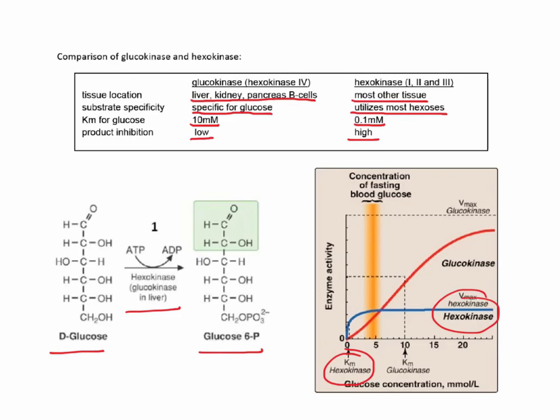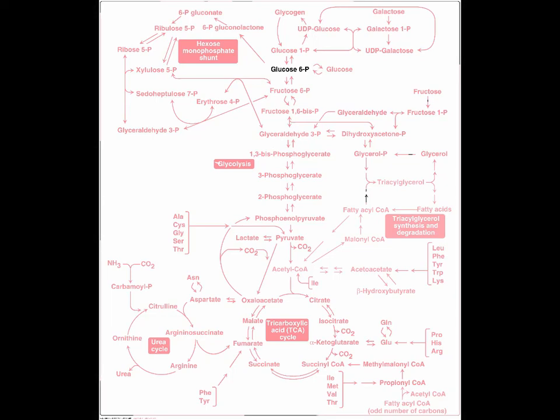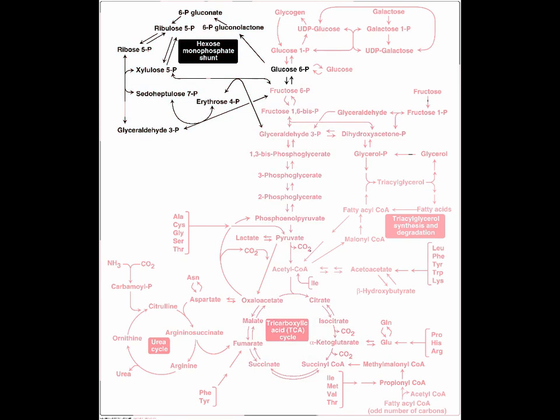Now, glucose 6-phosphate is an important branch point in intermediary metabolism. Let's look at the possible ways in which glucose 6-phosphate can be metabolized. If needed for energy production, glucose 6-phosphate can be metabolized to pyruvate through glycolysis. It can also be converted to 5-carbon pentose phosphates through the hexose monophosphate pathway. Or it can be converted to glycogen if it's necessary to store glucose in this form.